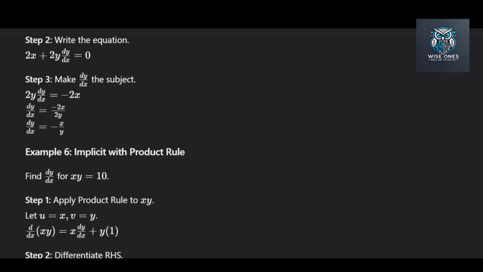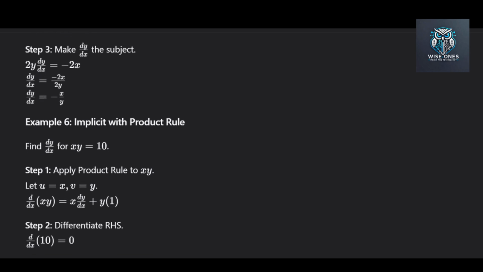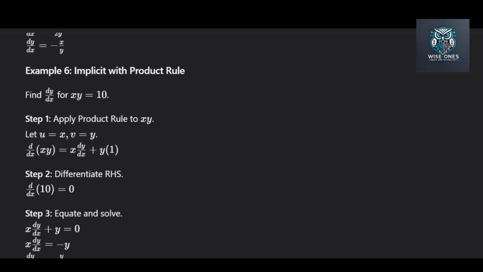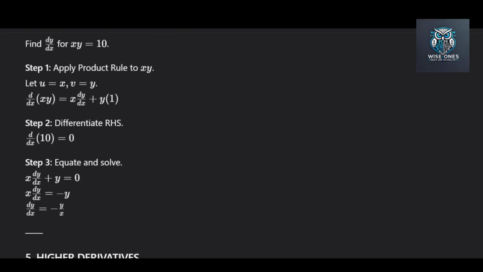See how we did not need to solve for y first. That is the power of implicit differentiation. Let us look at example 6. Implicit with product rule. Find dy/dx for xy equals 10. Here we have x times y. This is a product, so we need the product rule and implicit differentiation.